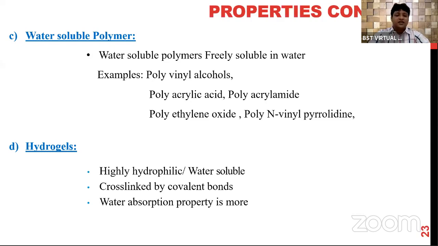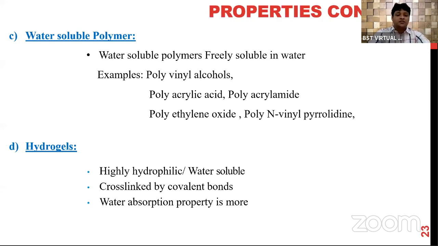Why? Because there is a certain category of polymers which have the capacity to absorb a large amount of water. That means they can absorb water up to about double their own amount. Suppose I take 1 gram of polymer, and that 1 gram of polymer has the capacity to absorb more than 1 gram of water. That is called a hydrogel polymer.